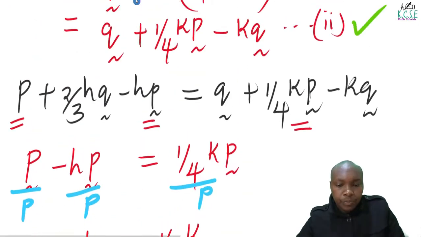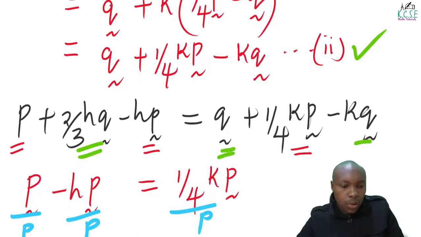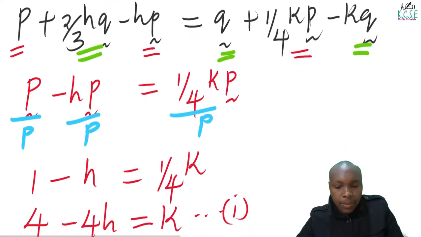Then the second thing now is identifying instances where we have vector Q. On the left hand side, we have 2 thirds HQ. Then on the right hand side, we have these two. So pick them. So 2 thirds.